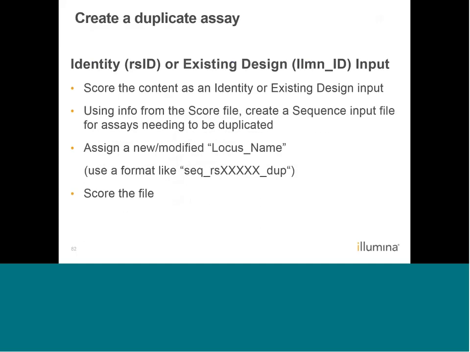If you have an identity file or an existing design file, you'll first need to score that, and then with that score file information, create the sequence input file to make those duplicate assays. Again, you're modifying the name, and especially for RS numbers, you can't have duplicate RS numbers, so you would add a prefix at the beginning. So it's very important, if you're using an RS as the locus name, that you include a prefix for the duplicate name. Once you score that file, you can then submit, and now you'll have duplicates of your more important probes.